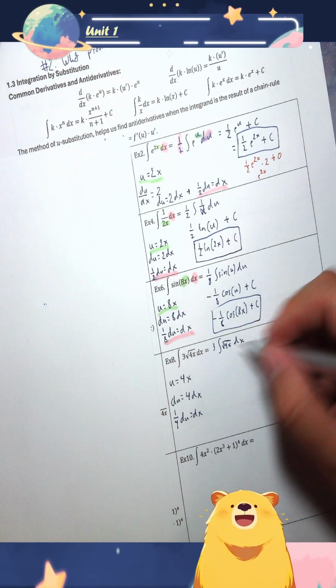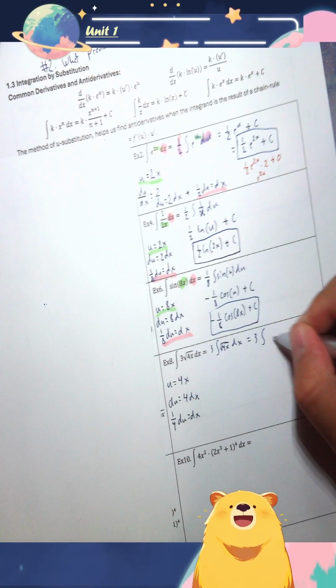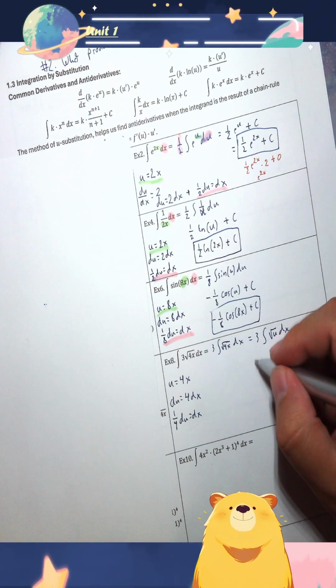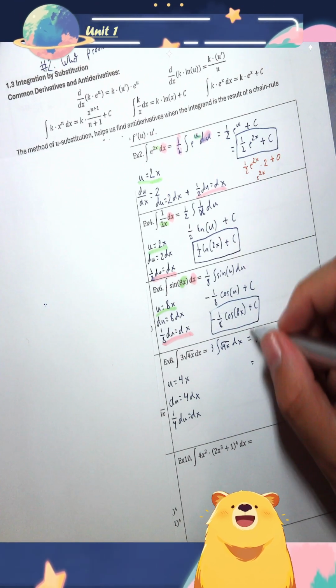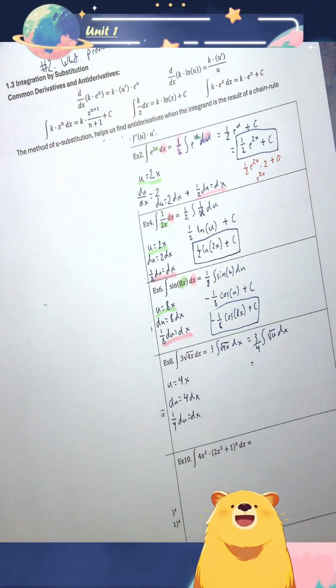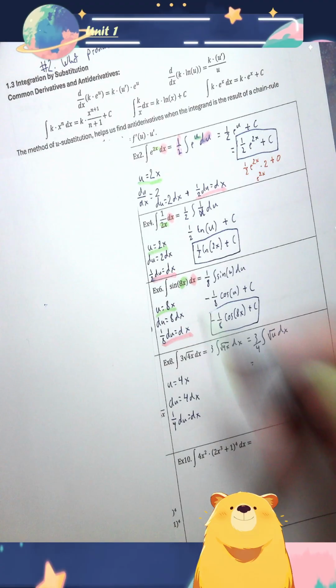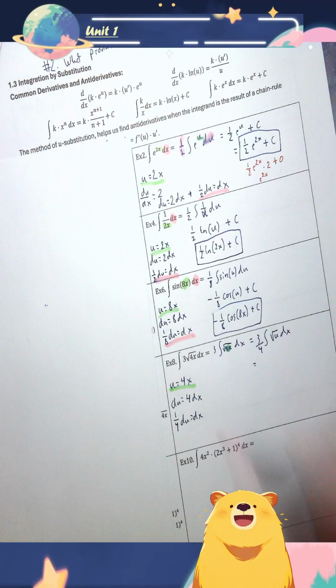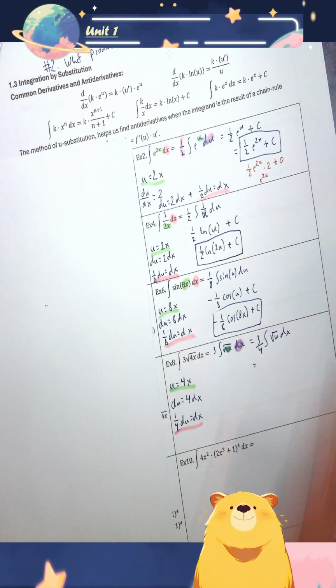And we have 3 integral square root of u dx. Oh, and don't forget, I forgot about adding that part over 4. Okay, let me go ahead and highlight. So again, you use this to replace the 4x, and you use this to replace the dx.